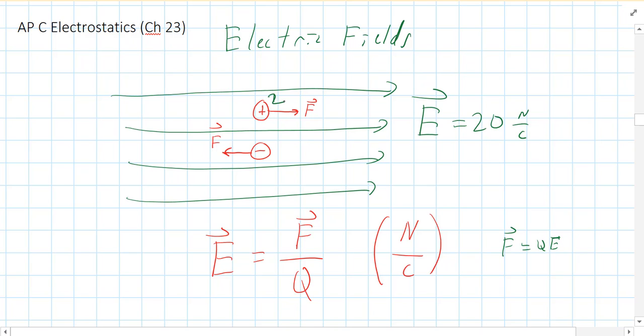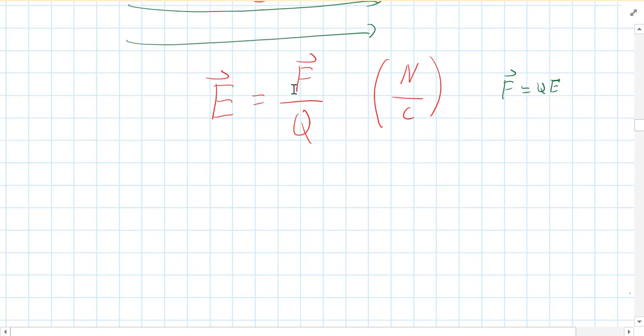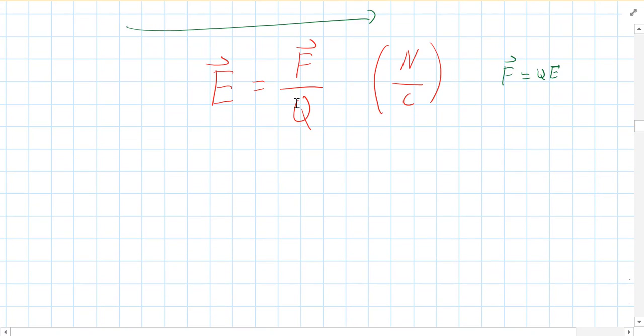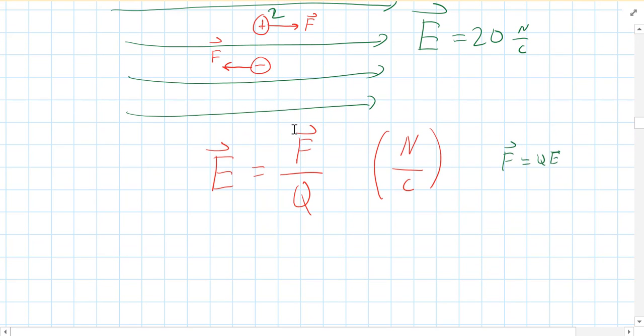Well, what if I put a 2 coulomb charge up there? Well, then it would be 2 times 20. That charge would feel 40 newtons of force, etc. So that's what this is telling you. Now, the last thing I'll mention, the last part of this is called electric field of a point charge. And I'll do that in the next video because it's going to be an example that goes with that.